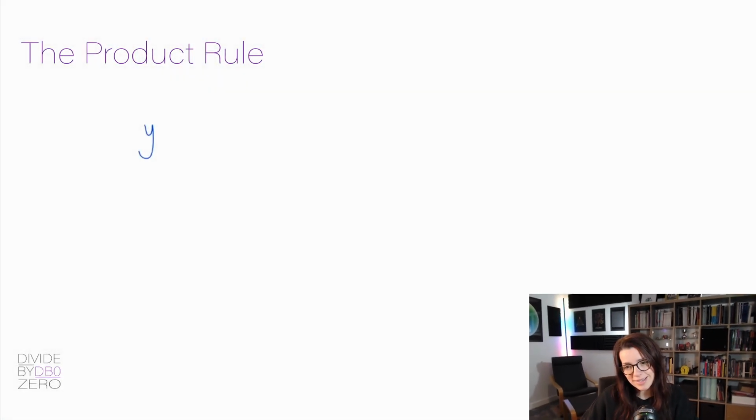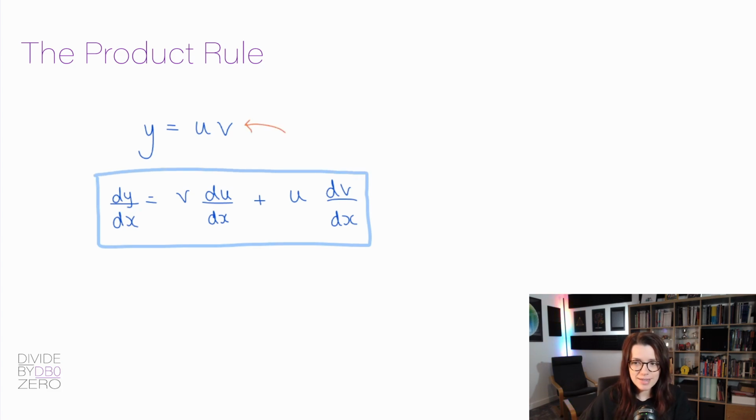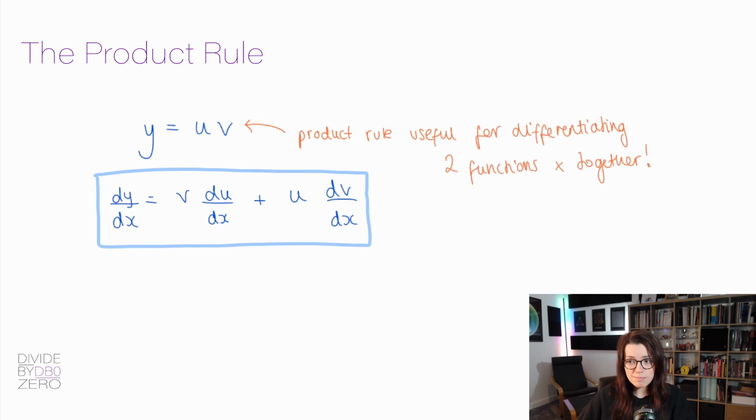Now let's move on to the product rule. So the product rule says that if you've got a function that looks like this, y equals uv, or u times v, then to differentiate it, dy/dx equals v times du/dx plus u times dv/dx. This is something I would recommend that you memorize as soon as possible. Because of the way the function looks, the product rule is useful for differentiating two functions times together. Hence the name product.